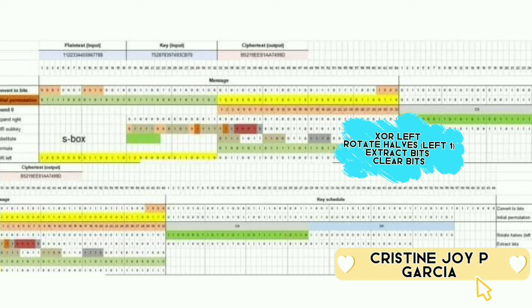Rotate halves left. Each pair of blocks Cn and Dn is formed from the previous pair Cn-1 and Dn-1 respectively, for n = 1, 2, 3 to 16, using the following schedule of left shifts. Move each bit one place to the left, except for the first bit, which is cycled to the end of the block.